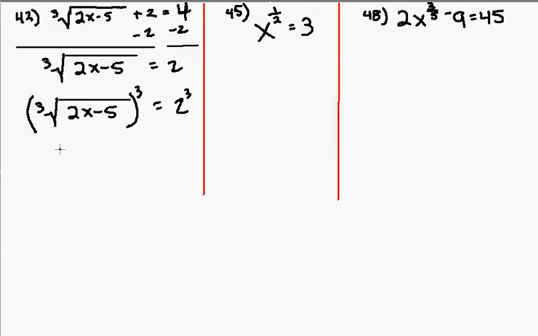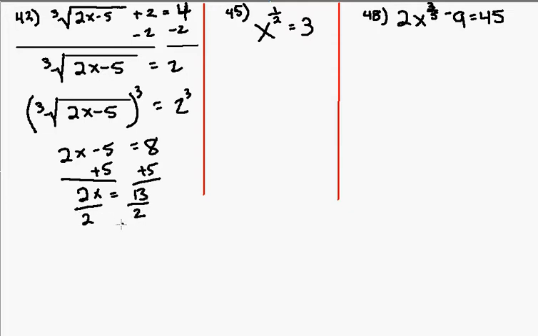So over here now, the cube root and the cube cancel each other. So all you have left is 2x minus 5, and 2 to the third power is 8. If I add 5 to both sides of the equation, now I simply get 2x equals 13, and I divide both sides of the equation by 2, and I get x is equal to 13 over 2, or 6.5, which would be the correct answer.